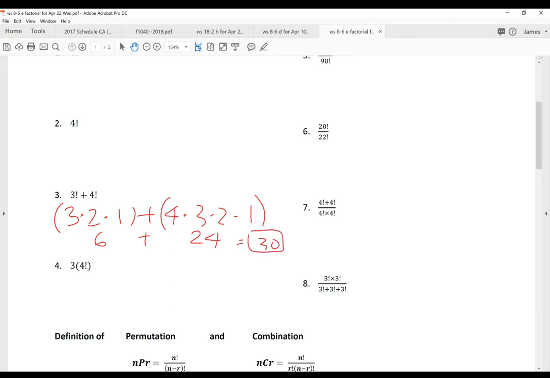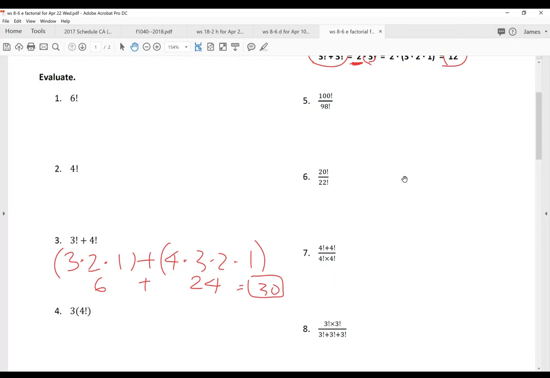Okay. When you get to something like number 5, you don't want to multiply out 100 factorial. So you have got to look for some faster way. So 100 factorial is 100 times 99 times 98 times 97, it keeps going. And then we do have a fraction bar. That's good because 98 factorial is 98 times 97 times 96 times 95, all the way down to 1.